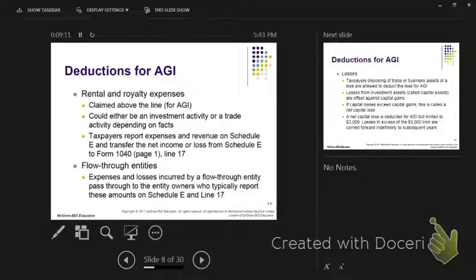So at the very top, the first thing it asks for is what's the address of what we're talking about, because it's going to be some type of investment activity or trade activity. That's what goes on here. Then it's going to say what kind of property it was. Now, if it's rented, it's going to go in this column. If it's not, you're not going to have anything here. And then you're going to go down for rent and royalties. So, for example, I'm trying to think of an example.